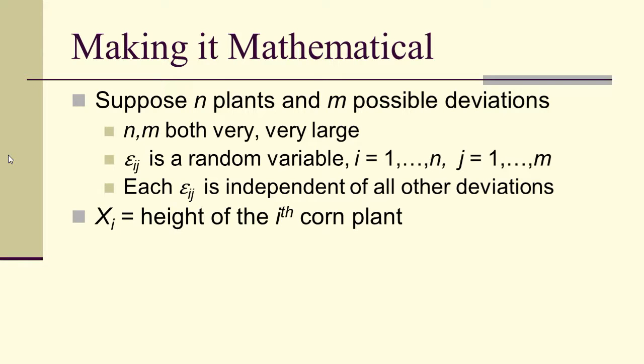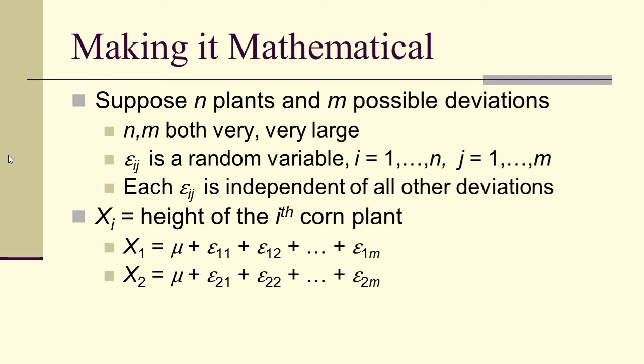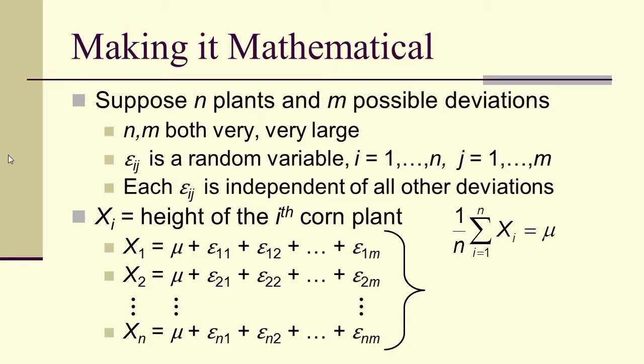So if x sub i is the height of the ith corn plant, then x1 is mu plus epsilon 1,1 plus epsilon sub 1,2 all the way up to epsilon sub 1,m. x2, likewise, is mu plus epsilon 2,1 plus epsilon 2,2 all the way up to epsilon sub 2,m. All the way down to x sub n, which is mu plus epsilon sub n1 plus epsilon sub n2 all the way up to epsilon sub nm. So the average of the x sub i's is mu.